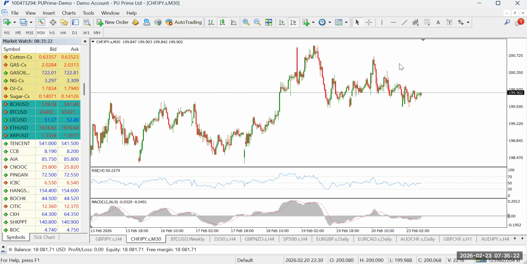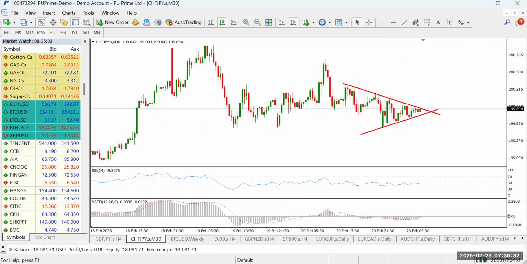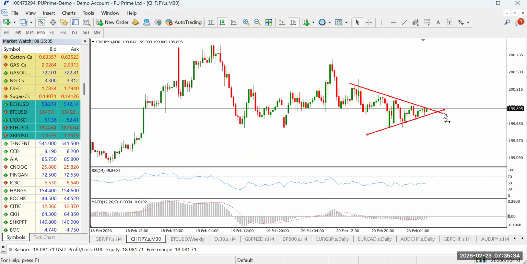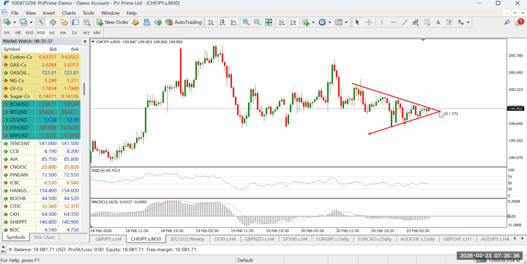All right. So this is CHFJPY. Now, I'll start with the smaller time frame. On the 30 minutes time frame, which we're seeing right here, I'm seeing a symmetrical triangle. Now, when you have a symmetrical triangle, it means price can break out either direction. So watch out. In the course of this morning session, there could be a breakout.